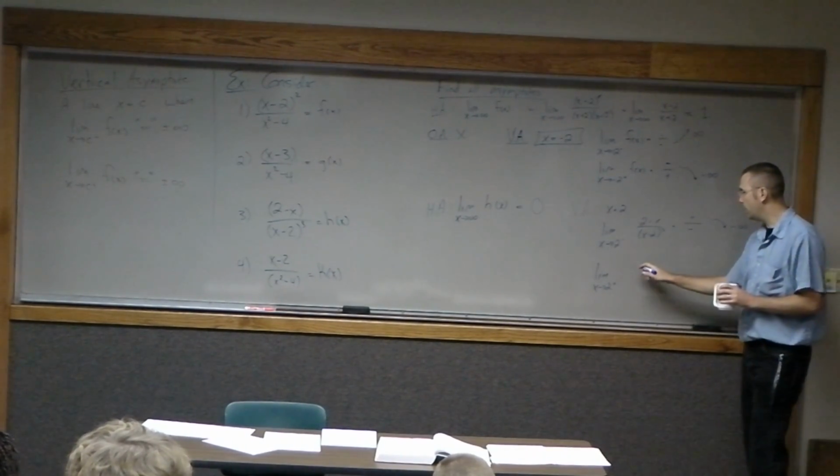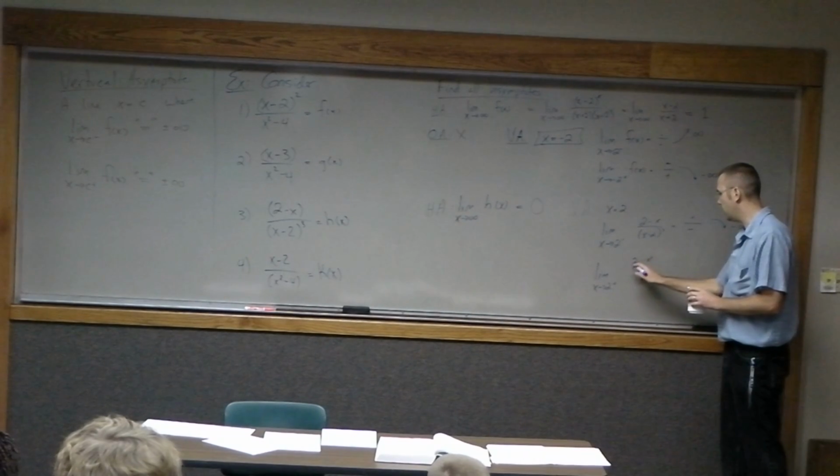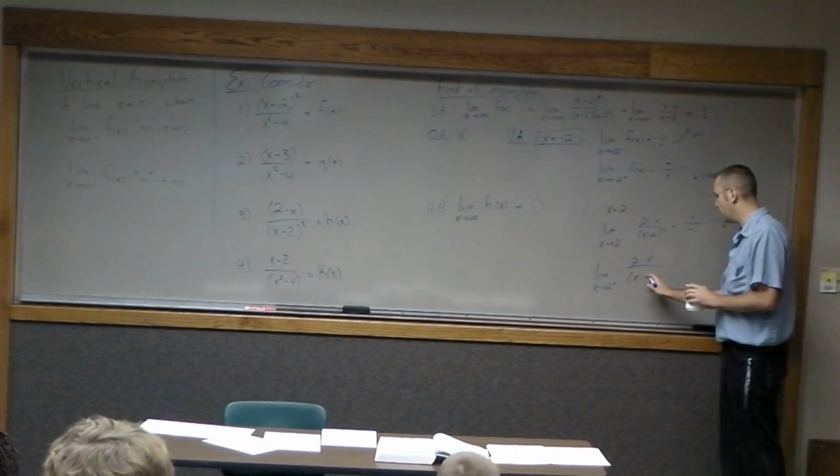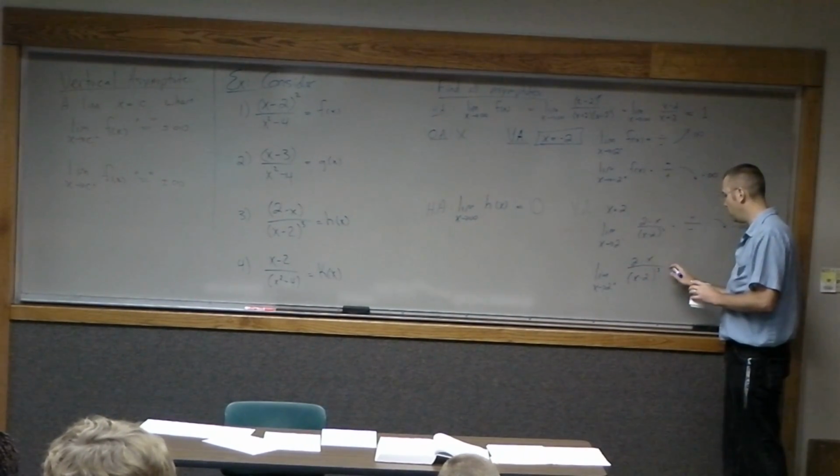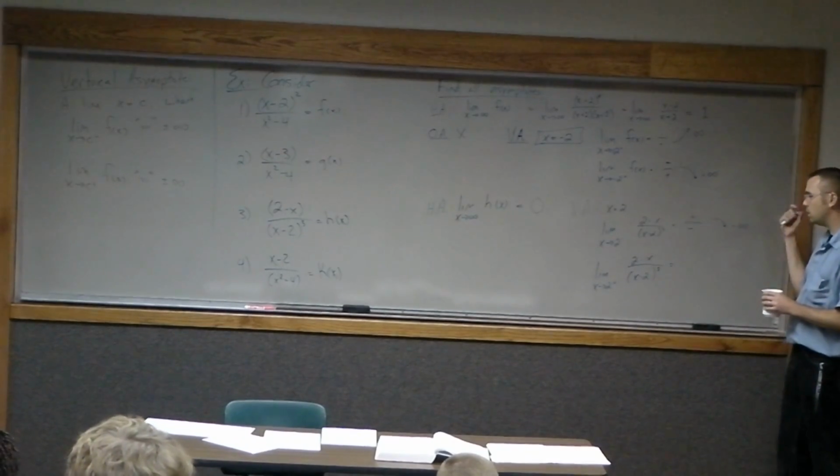All right, what about the bottom one? We have 2 minus x over (x minus 2) cubed. Here I'm looking at values just a little bit bigger than 2.